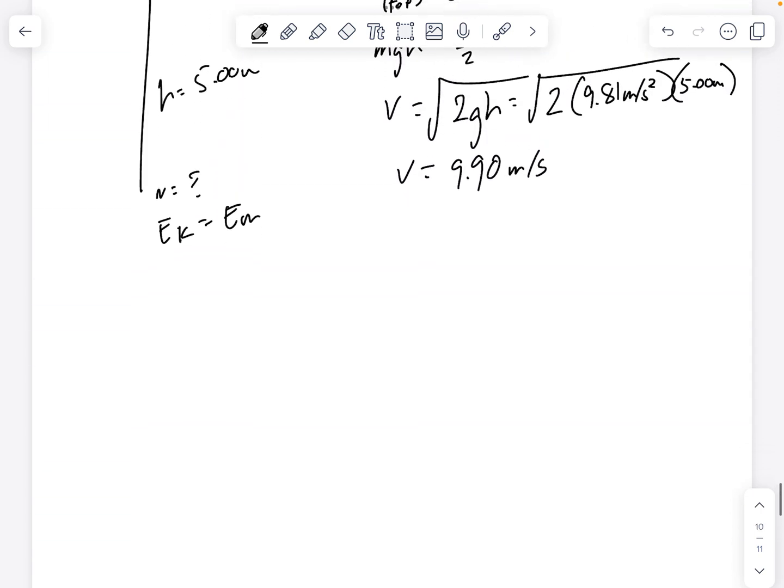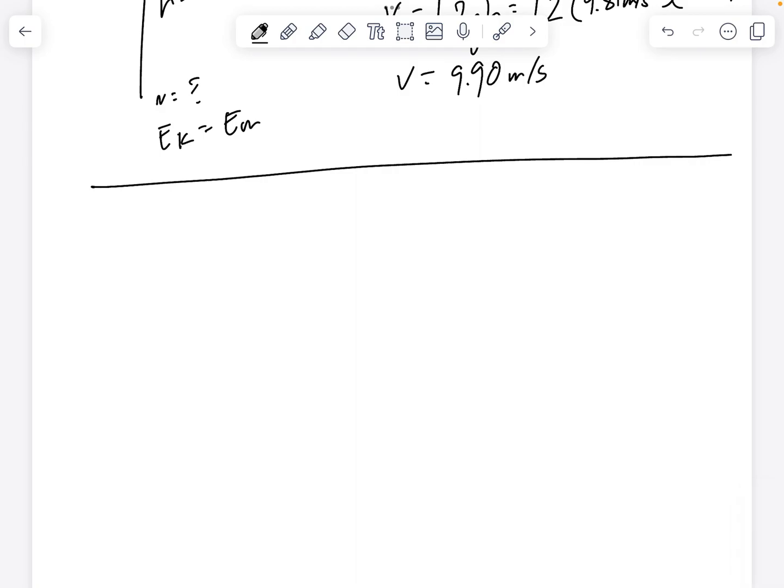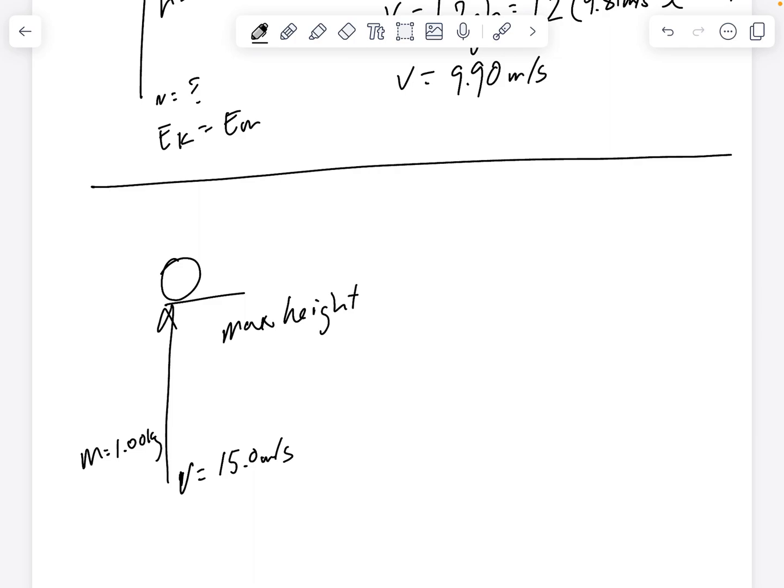The other sort of thing that they could say, though, is it could ask you a question where you have a ball that's traveling up here. So we've got this ball being thrown, and its initial speed is, I don't know, let's say 15.0 meters per second. And we'll say that the mass of the ball is 1.00 kilograms. What is the maximum height that it will travel to? And so again, down at the bottom, because it's got no potential energy, the EM equals EK plus potential energy, but the potential energy is 0.